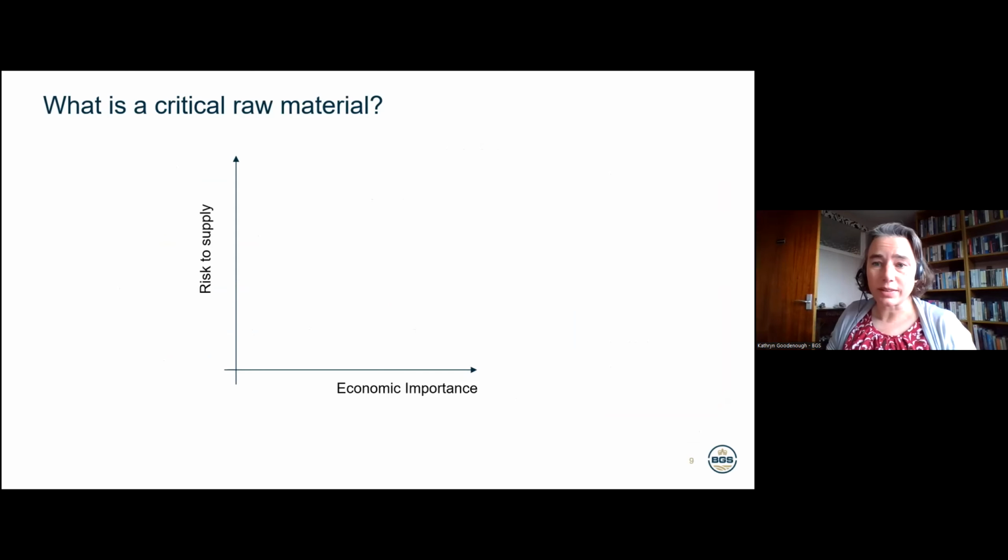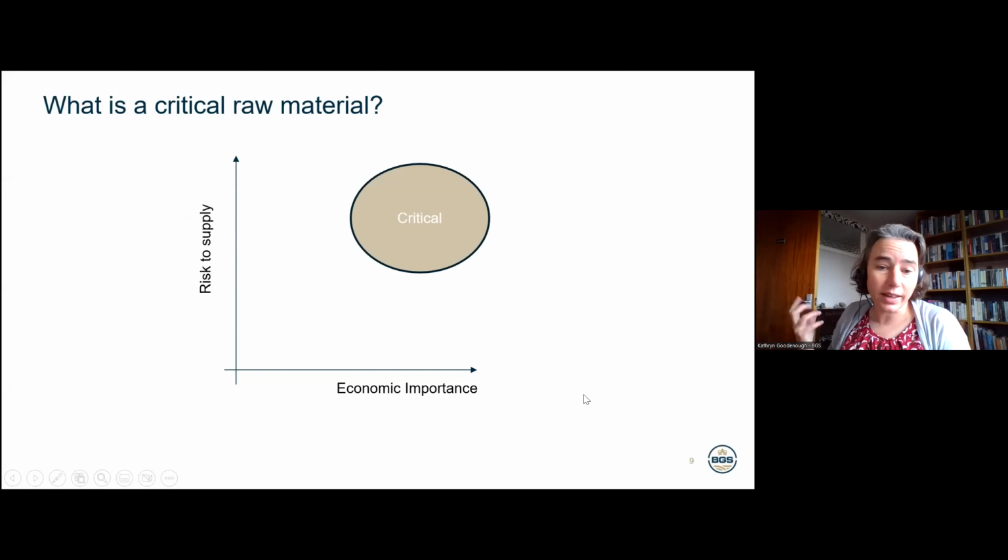Sometimes people think it just means critical to the energy transition, but there's more to it than that. So criticality is normally based on two axes. And one of those axes is how economically important is that particular raw material, and that can change between countries. What's economically very important in Australia may not be terribly important at all in Finland, for example, depending on the manufacturing industries in that country. And then the other axis is risk to supply. How easy is it to get supply of that raw material?